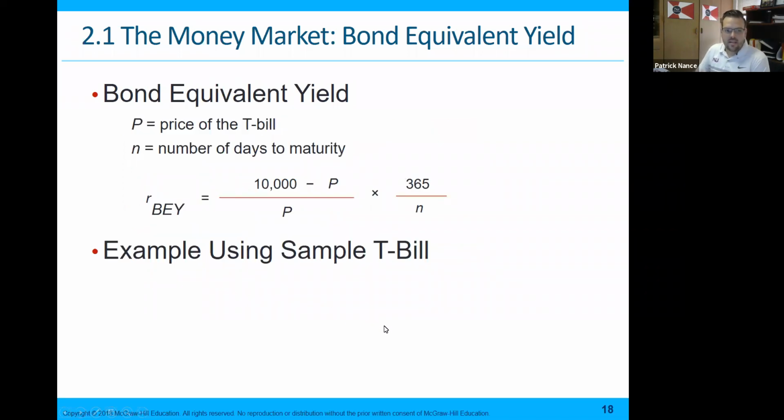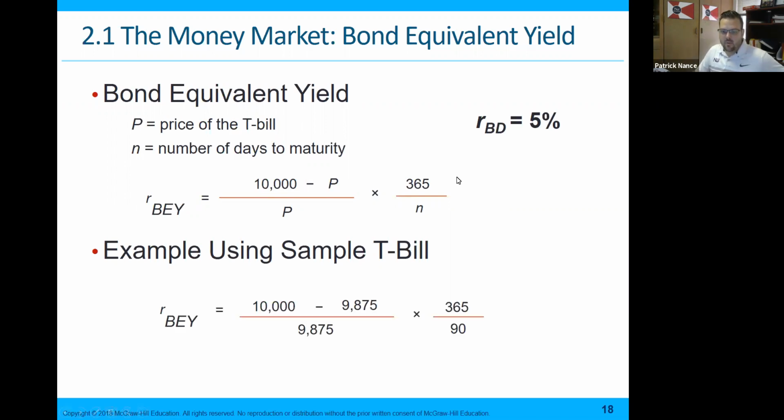So an example of a bond equivalent yield, we have P as being the price of the T-bill, N being the number of days of maturity, and obviously this 10,000 would be representing the par value of the T-bill. So the rate that it pays according to the face amount, the stated rate in this case is 5%. But if we do the math, we'll see that it is 5.13%.